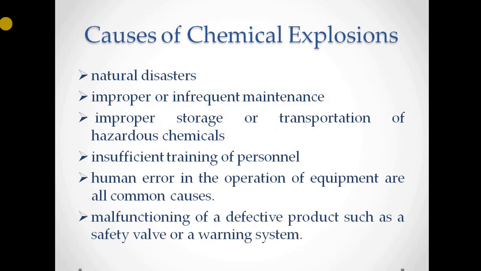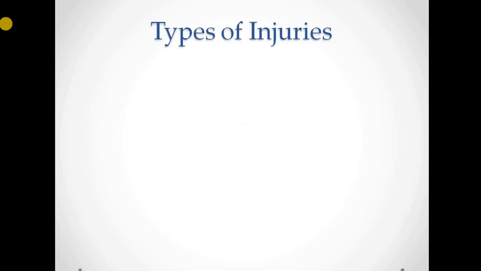Let us see the causes of chemical explosions. Natural disasters, improper or infrequent maintenance, improper storage or transportation of hazardous chemicals, insufficient training of personnel, human error in the operation of equipment are all common causes. Malfunctioning of a defective product such as a safety valve or a warning system is also a cause of chemical explosion. Now let us see the types of injuries.